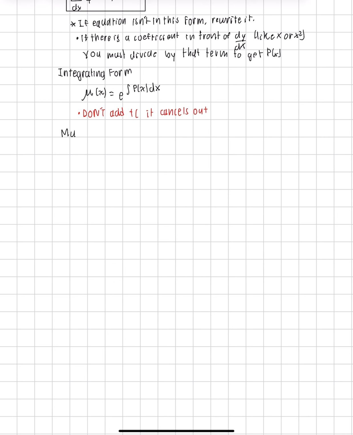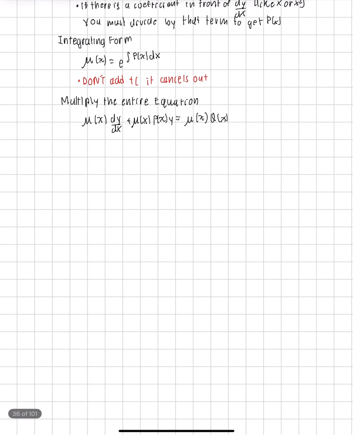Now let's say that we multiply the entire equation. Say we have the equation from above: mu(x) times dy/dx plus mu(x) p(x) times y is equal to mu(x) q(x). Then this becomes d/dx of mu(x) times y is equal to mu(x) times q(x).